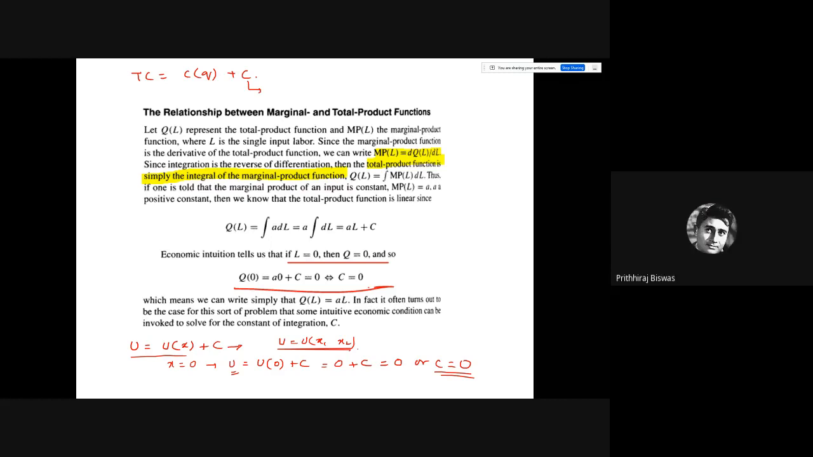Sir, it may or may not be 0. When is it equal to 0? Or what is the economic interpretation when the fixed cost constant is equal to 0?